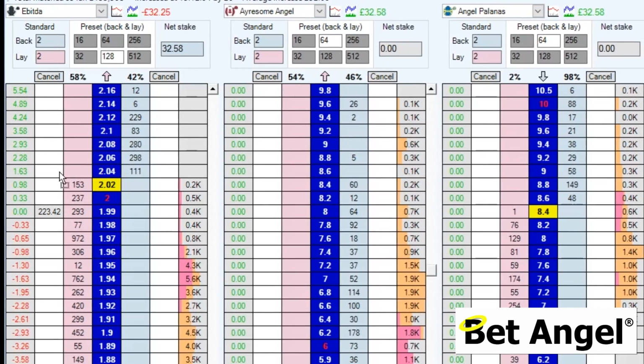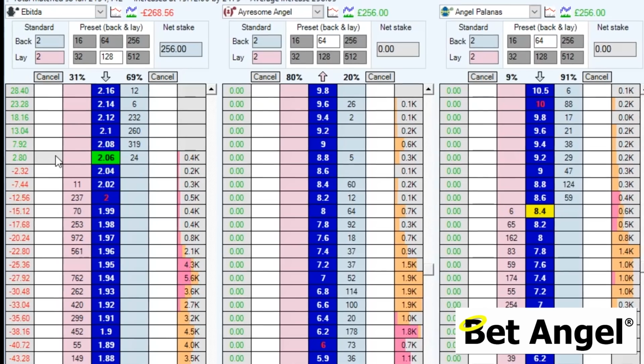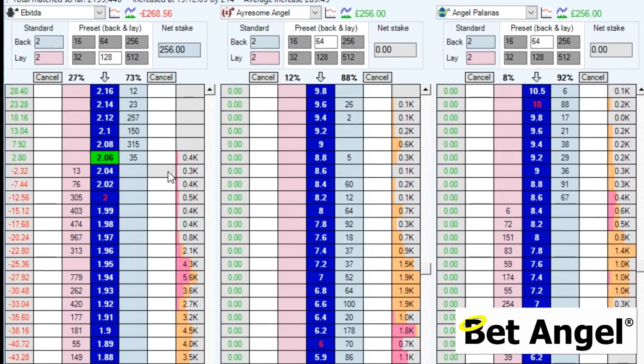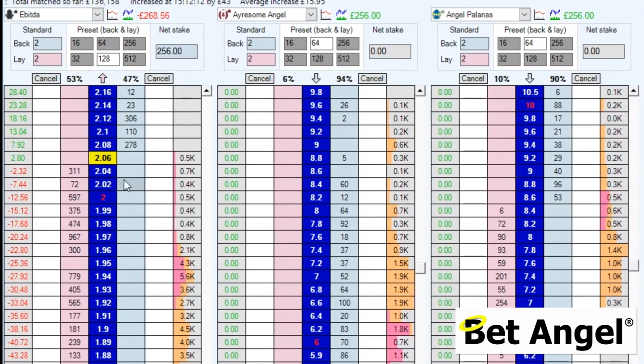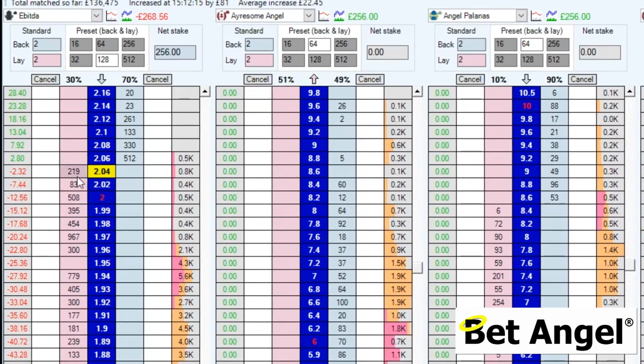Didn't quite get it matched. I got £32 out of all that money matched. That's ridiculous. And we can see that there's a bit of pressure on the favourite to go up. Now, typically what's going to happen is that it won't go up in a straight line.